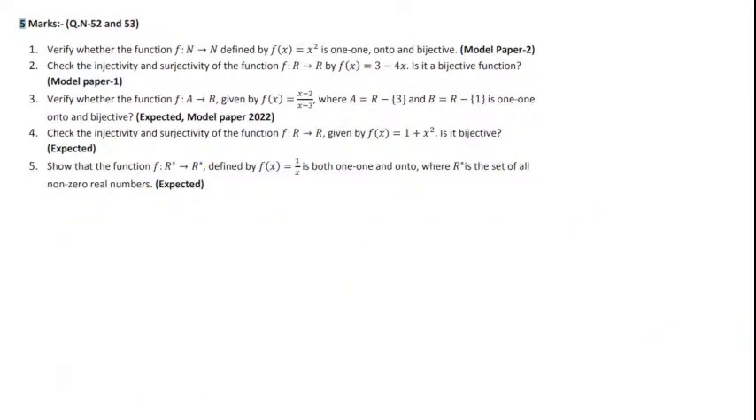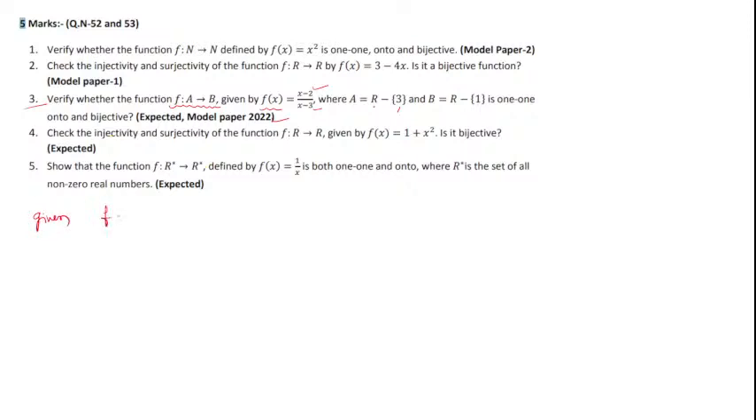Next one, what have they given? They have given any two non-empty sets, set A and set B. Third question, the function f is defined from set A to set B such that f of x is equal to x minus 2 divided by x minus 3, where set A contains the set of real numbers except 3 and set B contains the set of real numbers except 1. Is it 1 1 and onto, or bijective? It is an expected question, and it was also asked in your model question paper 2022 issued by the board, right?